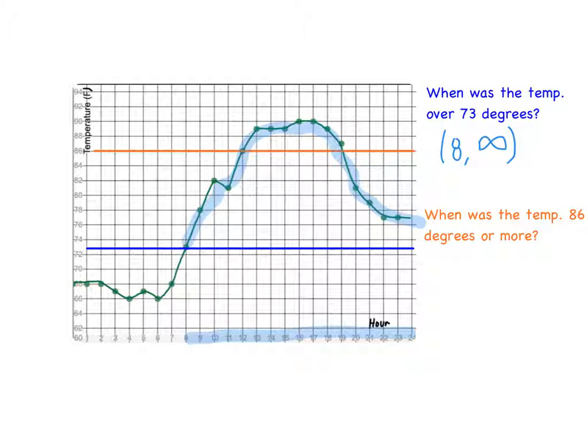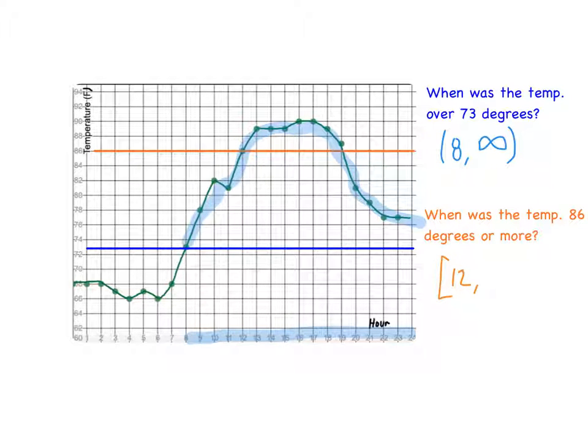What about when is the temperature 86 degrees or more? So again, what I've done here, I've got a line here showing when 86 degrees was. So when was that temperature 86 degrees or more? So you can see here at 12 o'clock, it hit 86 degrees. All right, and so it says 86 degrees or more, so that means we could include the 12 as part of our answer set.